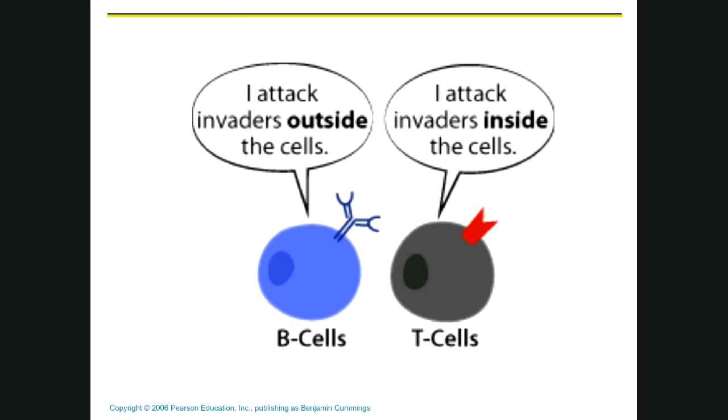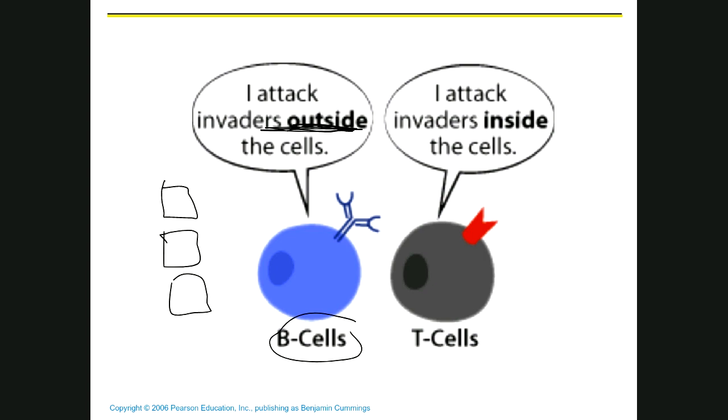Not only are they trained differently, they also attack antigens in different places. B cells attack antigens that are floating around outside of cells. So here are cells over here, and here's the antigen.